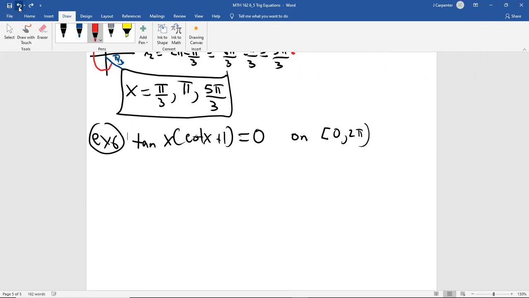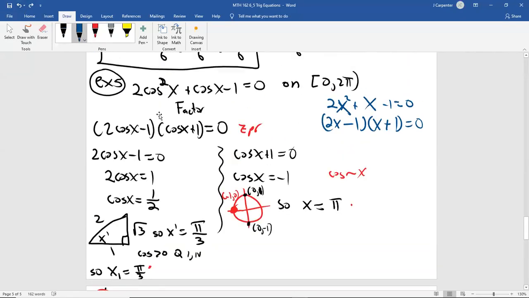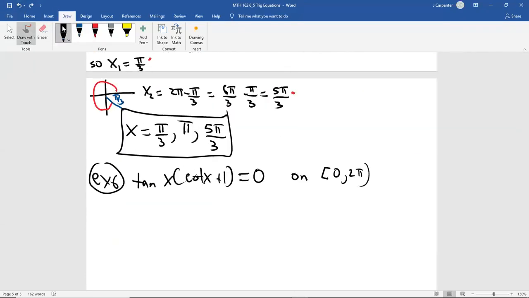All right, well, this problem, at least in the first step, is easy because everything's factored. You've got 1 factor here and you've got 1 factor here, and it's already set equal to 0, which is perfect. So we can just go ahead and apply the zero product rule. ZPR means zero product rule. So the tangent of x is equal to 0, or we can say the cotangent of x plus 1 is equal to 0. We're separating this into cases.